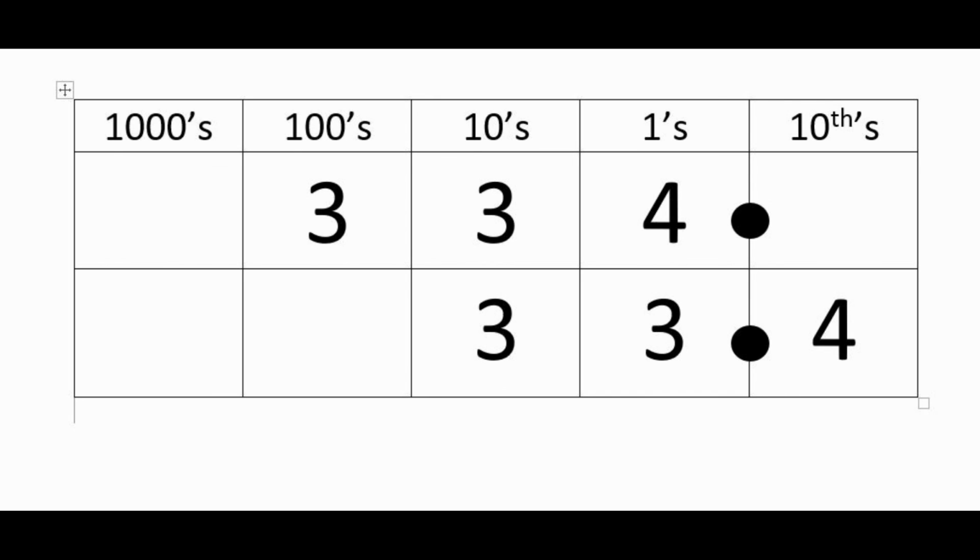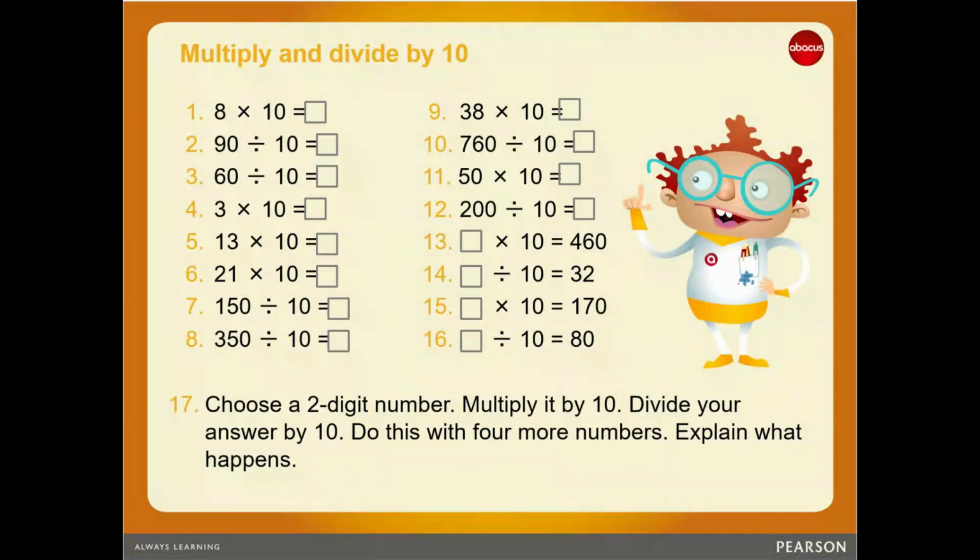Brilliant. 33.4. Well done. Remember though, multiplying by 10, all of the digits move one column to the left. When dividing by 10, all of the digits move one column to the right. Pause the video and write the answers to these sums in your book. Make sure you look carefully each time at the symbol involved in the question.